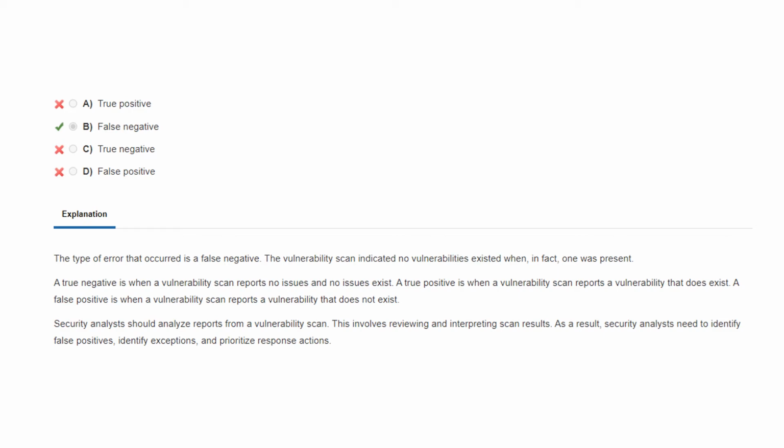Security analysts should analyze reports from a vulnerability scan. This involves reviewing and interpreting scan results. As a result, security analysts need to identify false positives, identify exceptions, and prioritize response actions.